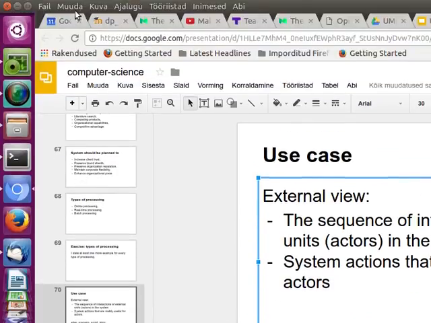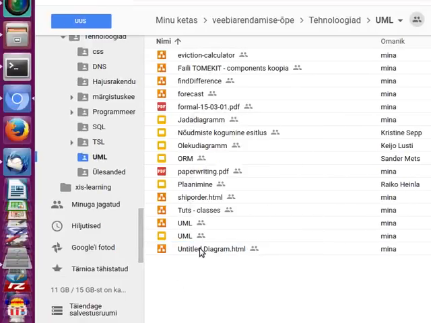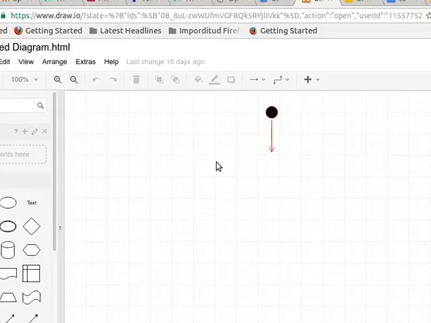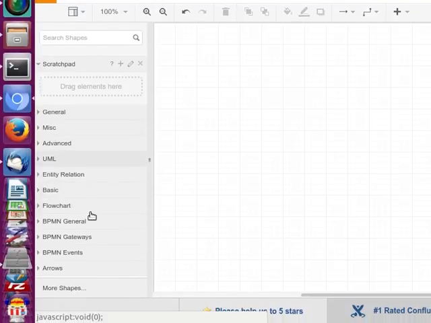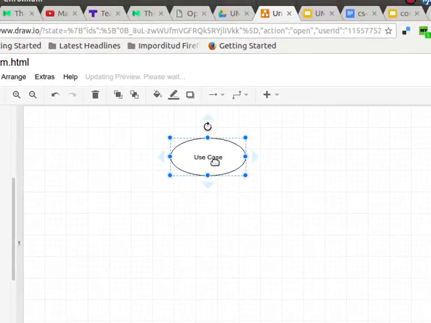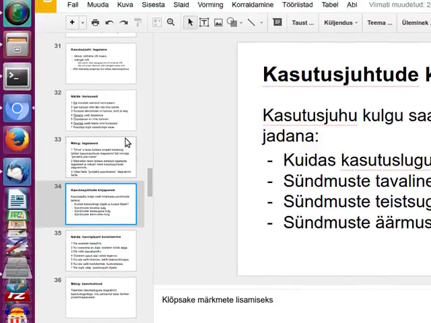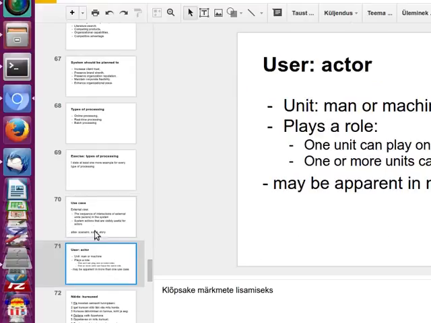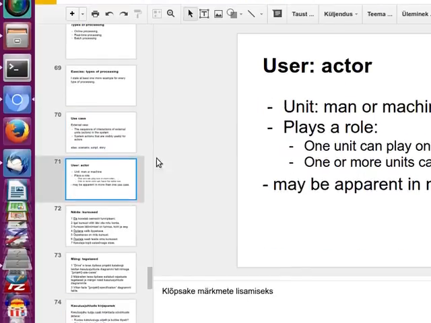And we display it. What's that untitled diagram here? Maybe it's a sample one. This one we do not need. UML is here, and the use case looks like this one. The next one is actor. So there's use case and there are actors.